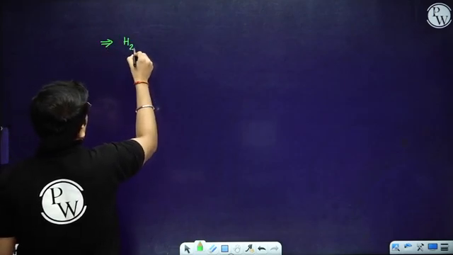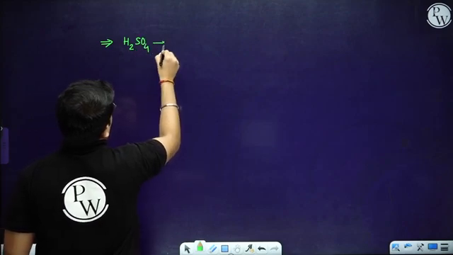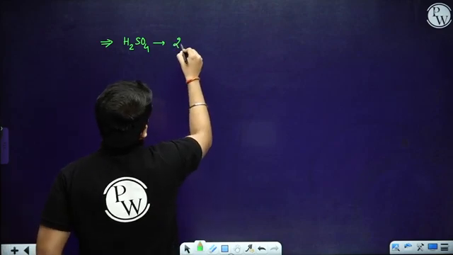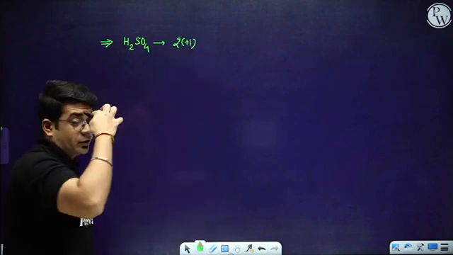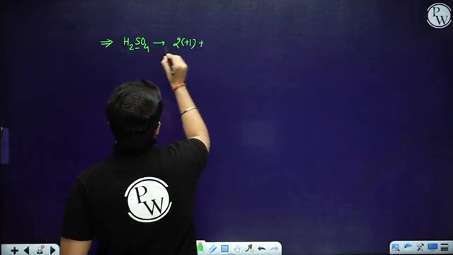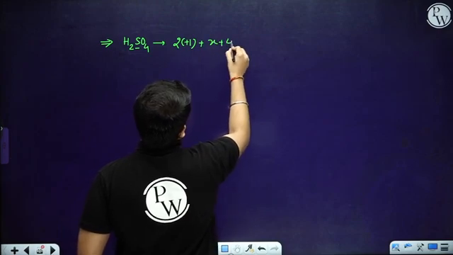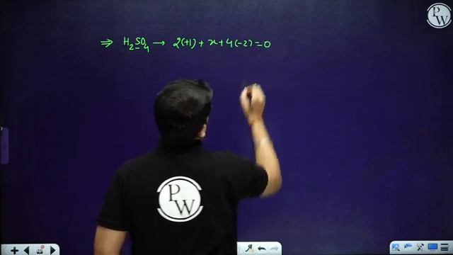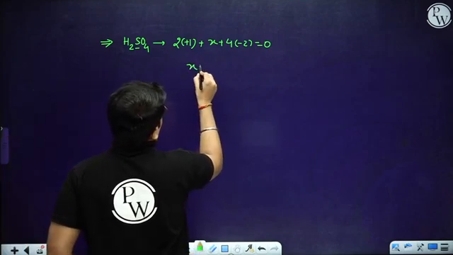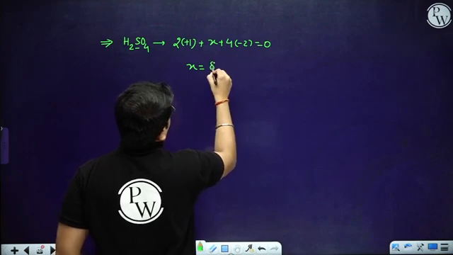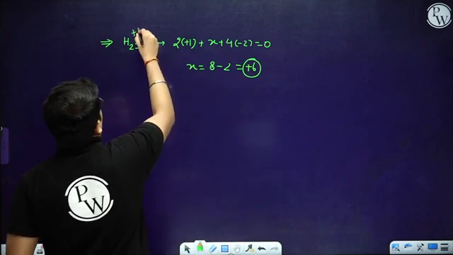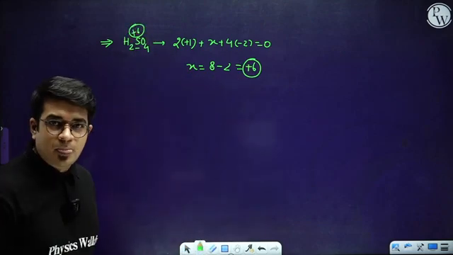Let's say I want to calculate for H2SO4. In case of H2SO4, what do you think? We have 2 hydrogens having +1 charge. I told you in case of hydrogen, when it is connected to non-metal, it's always going to show +1. Plus the sulfur that we don't know, that is X, plus 4 multiplied by -2, that will be equal to 0. So X will be equal to 4 twos are 8 minus 2, that will be +6. So sulfur will be +6 in this particular case.